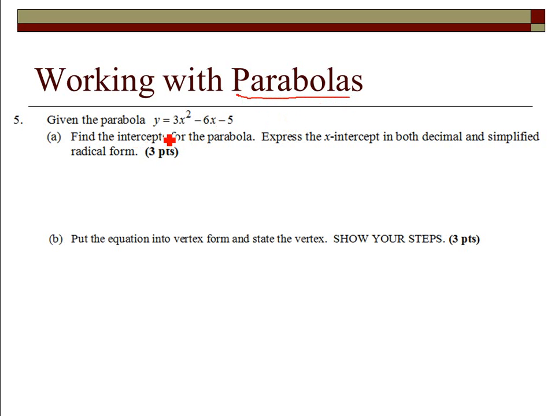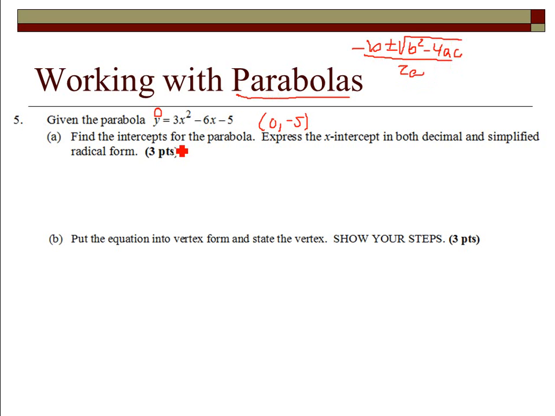First thing it says is find the intercepts of the parabola. The y-intercept's real easy. All I have to do is plug in 0 for x. I get y equals -5. So there's my y-intercept. Okay, for the x-intercepts, now I'm going to let y equal 0. And this does not factor, so I'm going to have to use the quadratic formula.